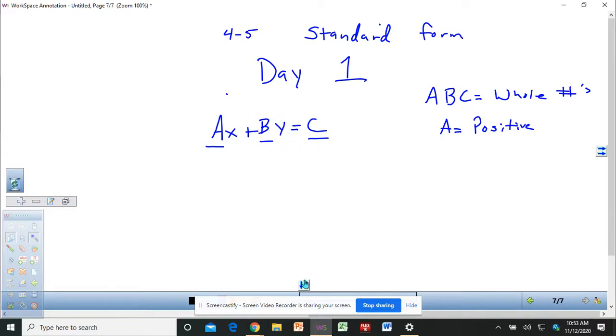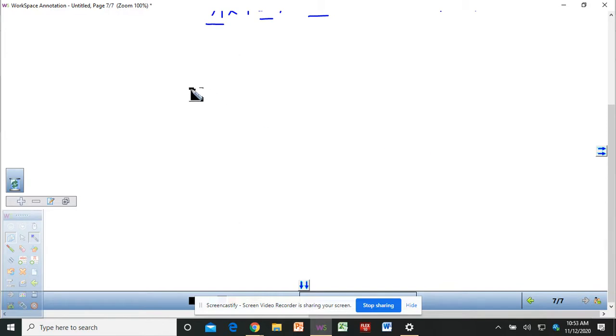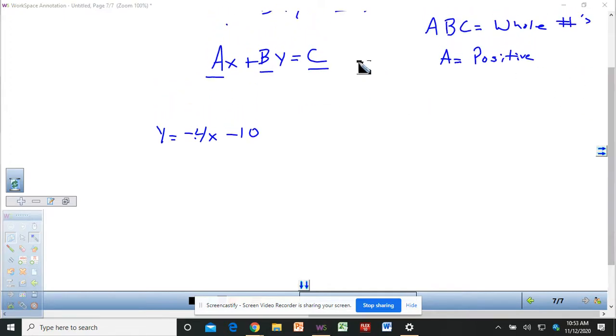So what this will look like today is you'll see on your assignment something like this: y equals negative 4x minus 10. And we have to determine, can we put that into standard form? So what we need to do is see, can I get A, B, and C to be whole numbers and A to be positive? So we got to make it look like this. And to do this, you need to get x and y on the same side.